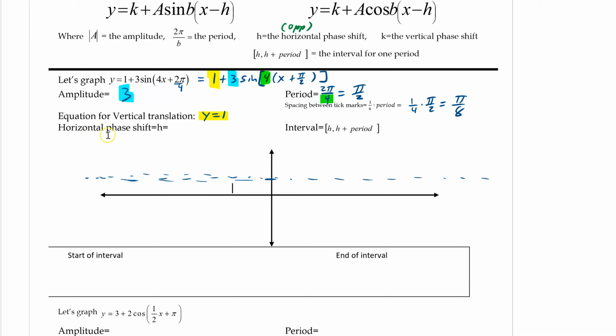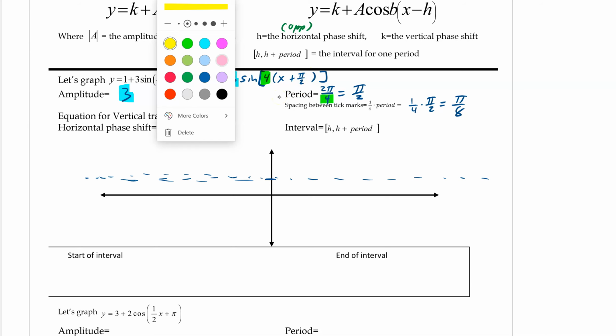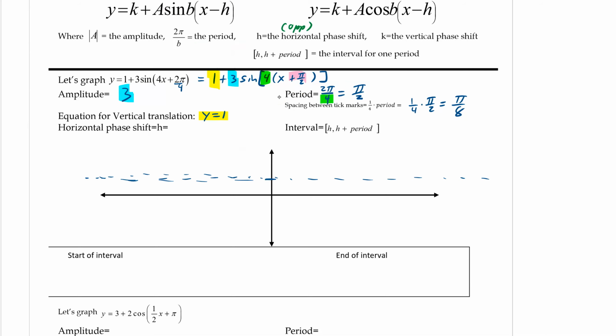And then we do also have a horizontal phase shift, and that's our h. And we'll do that one in pink. So pi over 2. And if you remember, it's always opposite. So this would now be negative pi over 2. So we are going to shift this pi over 2 units to the left. Now we already know our spacing is pi over 8, so we should probably put that on there.